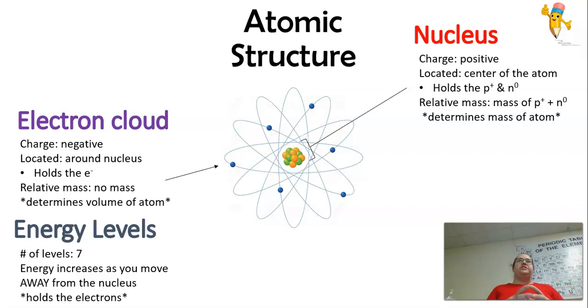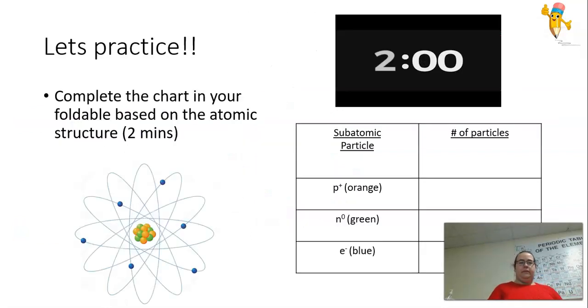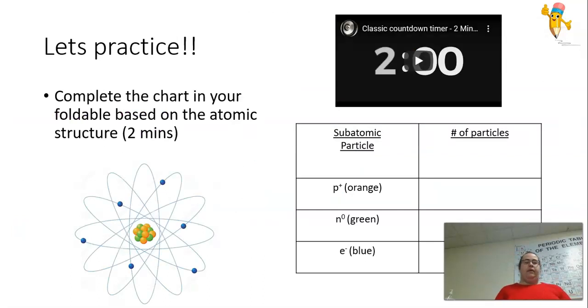And like I said, the energy level is where our electrons are held, so it's part of the cloud. Okay? So we are going to look at the carbon atom, the carbon cutout that I gave you in your bin, and you're going to tell me how many protons, how many neutrons, and how many electrons there are. Your carbons should say carbon-12.